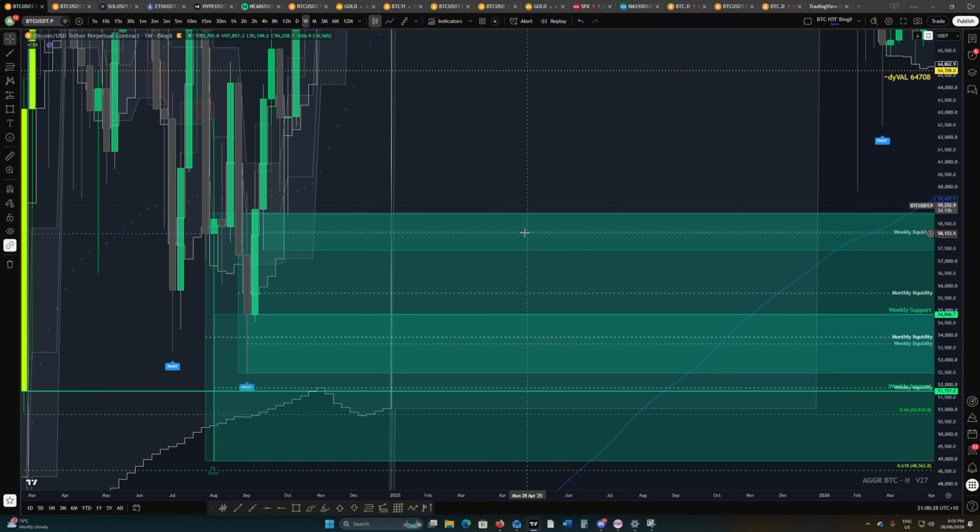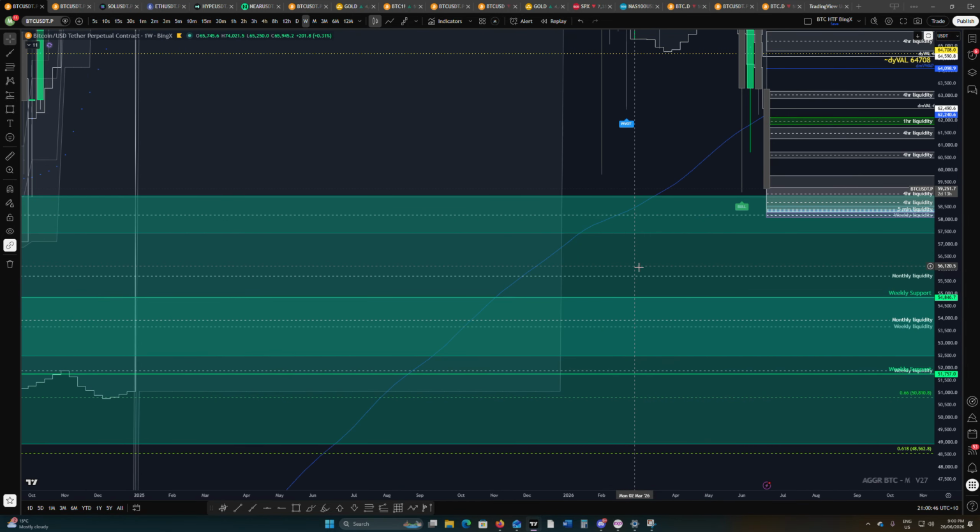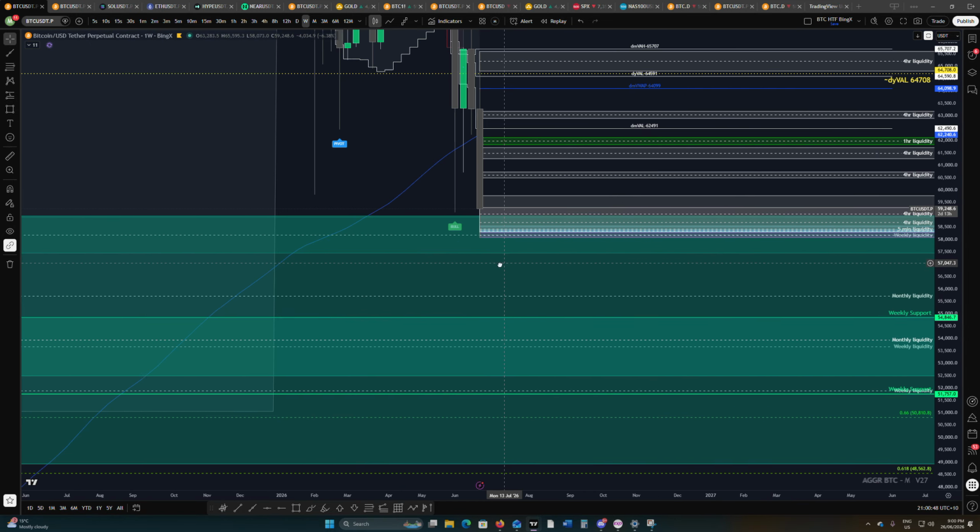Quick look at this. So it looks like monthly liquidity is the next stop, honestly, because we got the weekly. We tested 50% of that. Now we'll probably go monthly, so that'll be 55K, which is not good. Yes, I hear you.